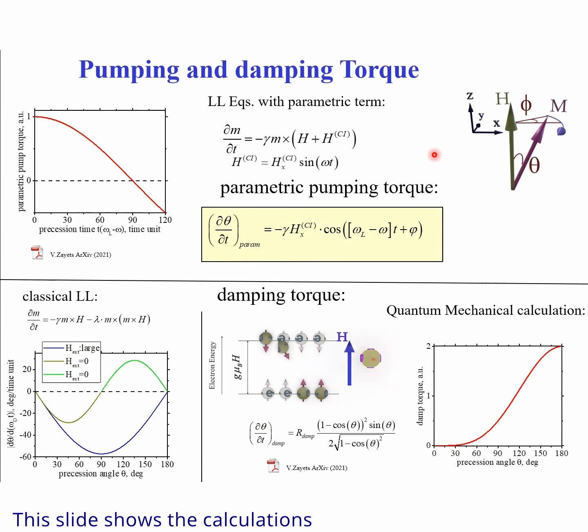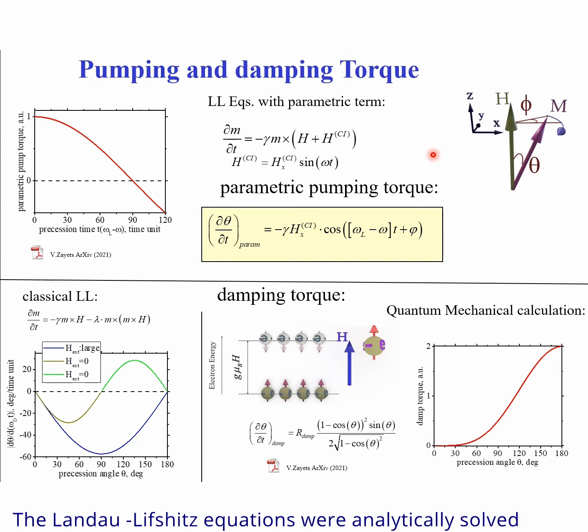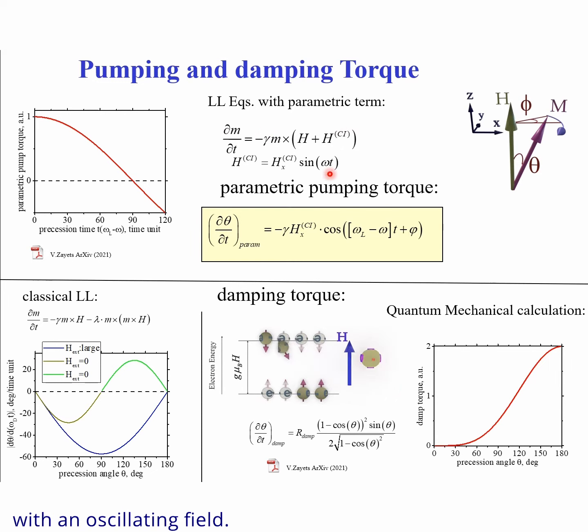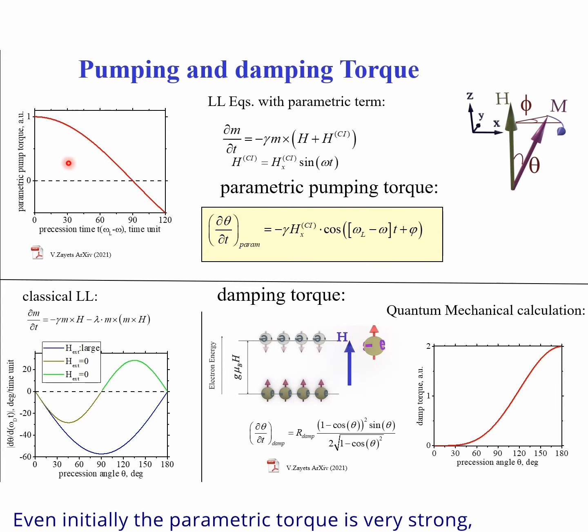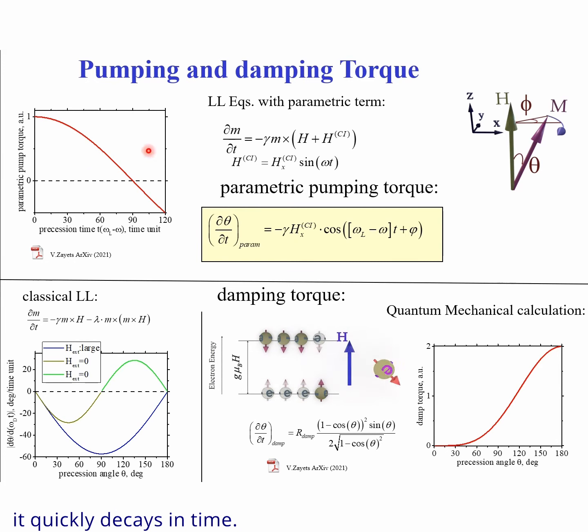This slide shows the calculations done for the parametric resonance. The Landau-Lifshitz equations were analytically solved with an oscillating field. This is the solution, which is depicted on this graph. The graph shows torque versus time when there is a frequency mismatch. Even initially the parametric torque is very strong. It quickly decays in time.